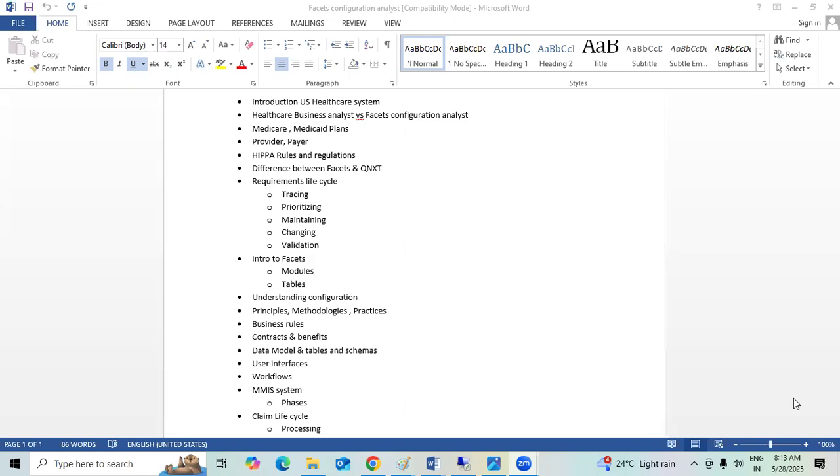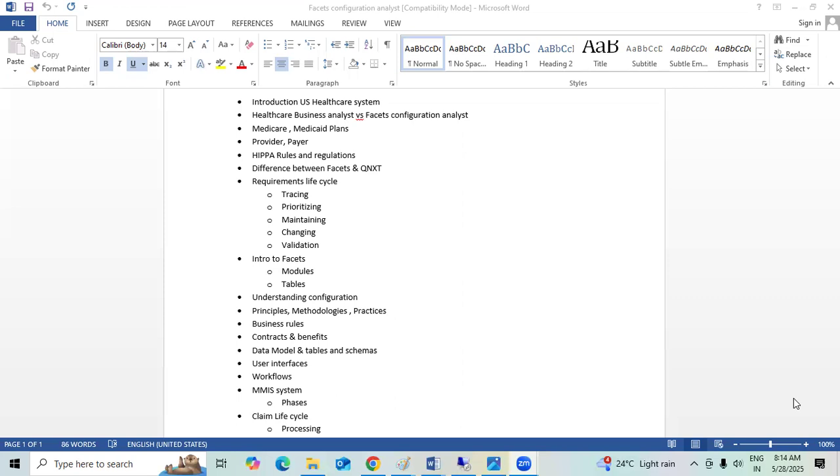different applications now and then we are using something like Facets, QNext, Health Edge, all that. So Facets is one of the core healthcare administrative systems where, being a US healthcare professional, we need to have a detailed understanding of two different things. One is on the configuration side, second is on the integration side. Configuration majorly focuses on understanding the business rules, understanding the government mandates, all that.